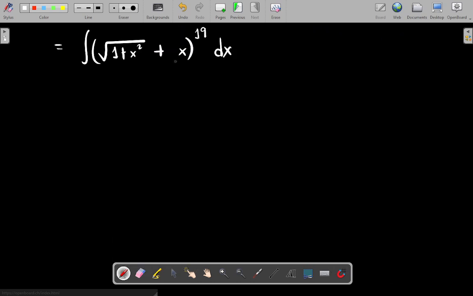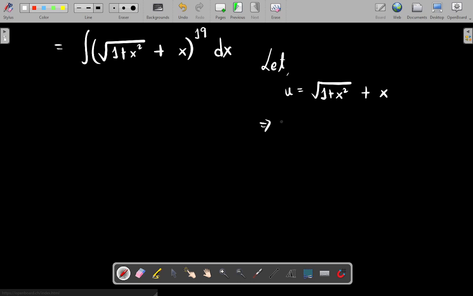Okay, now in order to do this we need a substitution. So let us try, let u be this term inside this bracket, that is square root of 1 plus x square plus x. Okay, so this is u.